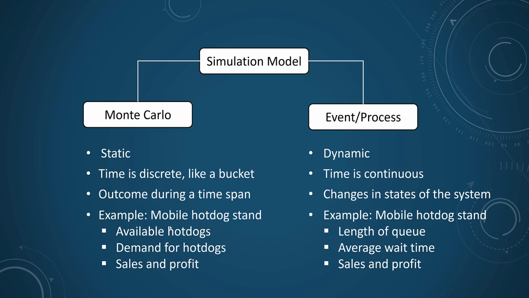So that would be Monte Carlo. Now take the same mobile hot dog stand. Suppose you look at what happens between 11 a.m. and 2 p.m., minute by minute, and see how many customers are coming in, how long the queue is, what the average wait time is, how many hot dogs you sell, and on and on, and you find the sales and profit. So that would be a discrete event simulation.